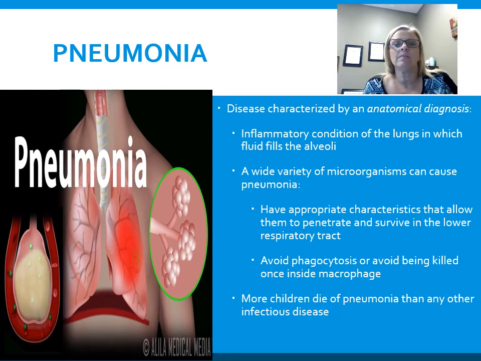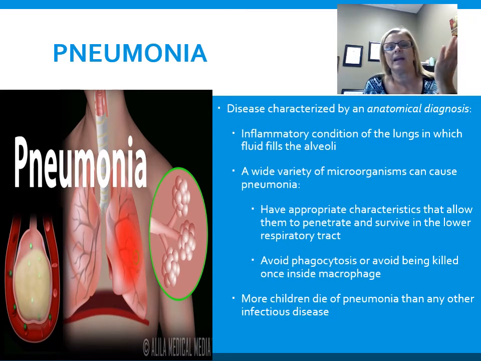Histoplasma capsulatum grows in moist soil, especially soil that is rich in nitrogen from bird or bat droppings. These organisms have characteristics that allow them to penetrate and survive in the lower respiratory tract. Also, they can avoid phagocytosis or avoid being killed once inside the macrophage.